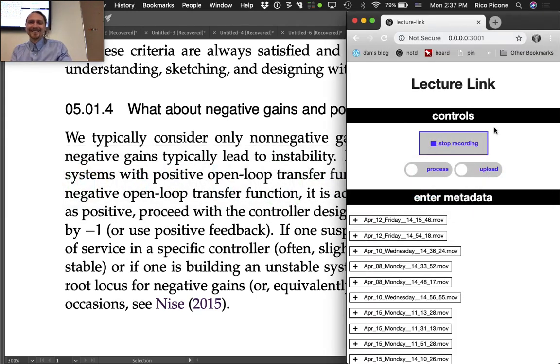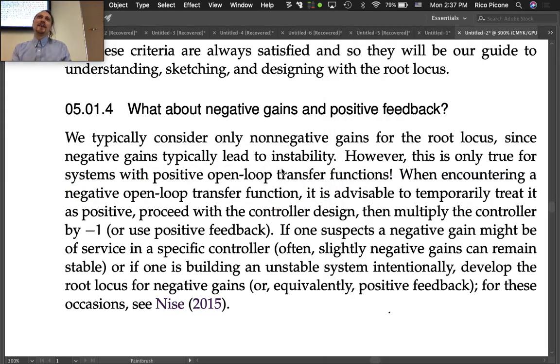All right. Any questions on this, the definition of the root locus or anything?